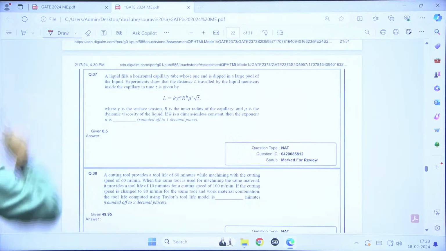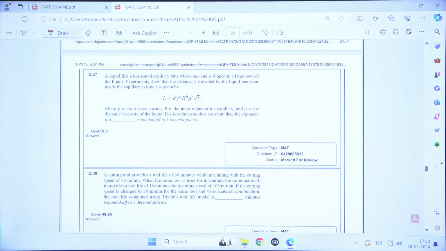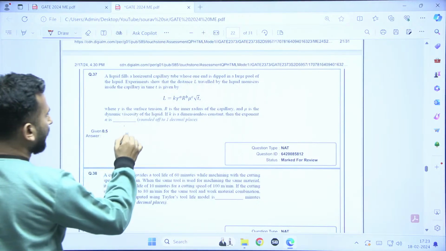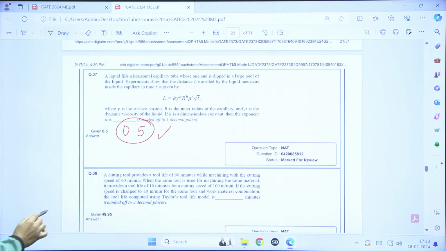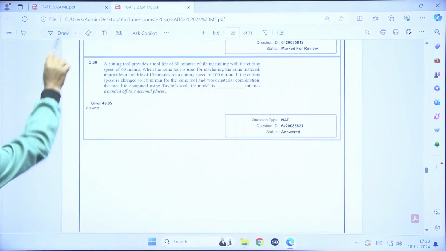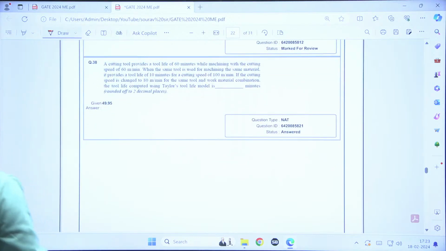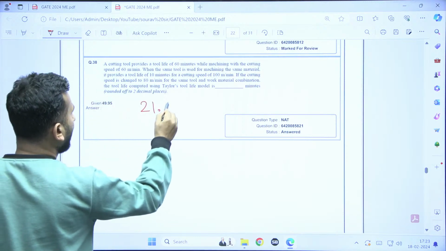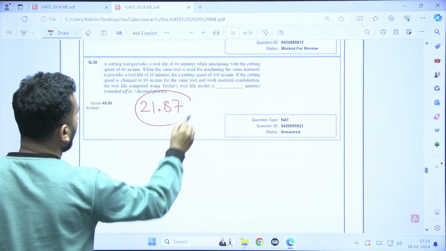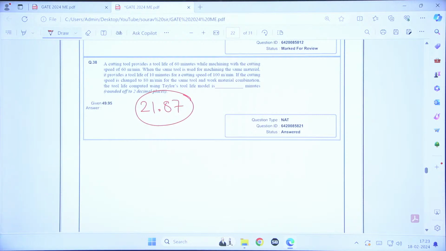Question 37, fluid mechanics and dimensional analysis. The answer for this will be 0.5. Next, cutting tool, Taylor's equation. The answer for this will be 21.87 minutes. 21.87 minutes is the answer for this. Okay.